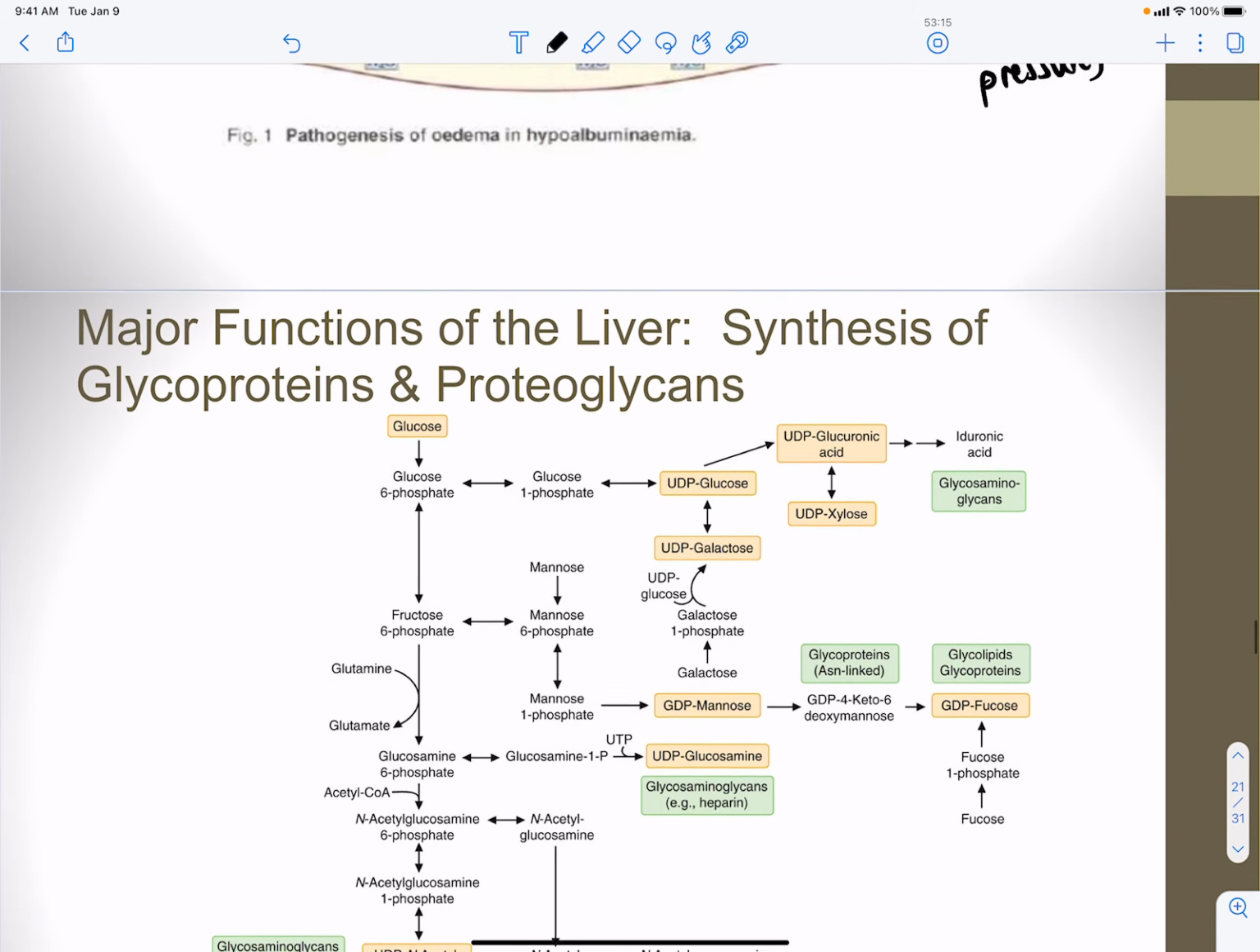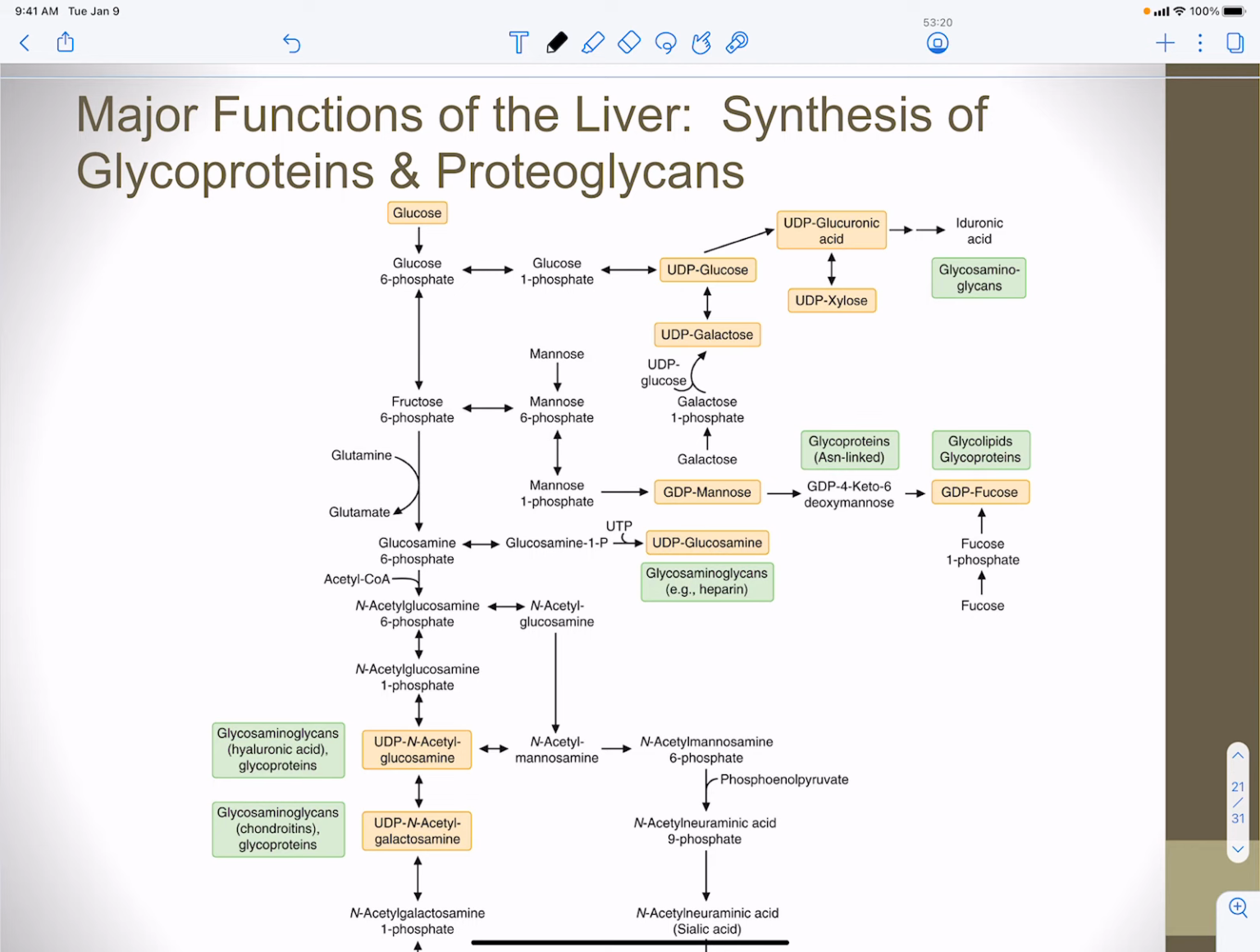Now the liver is also going to be important for the synthesis of proteoglycans. Liver is going to need a high amount of mannose, fructose, galactose, and other amino acids. And they're going to make various glycoproteins and proteoglycans. So it's going to need mannose, it's going to need galactose, fructose. And so all of these are important in making all these compounds that we've talked about before.